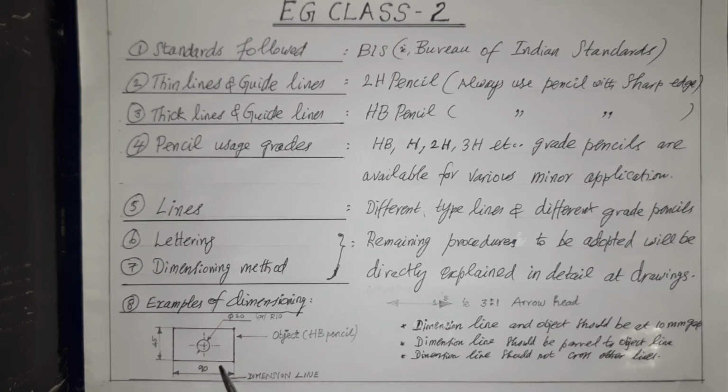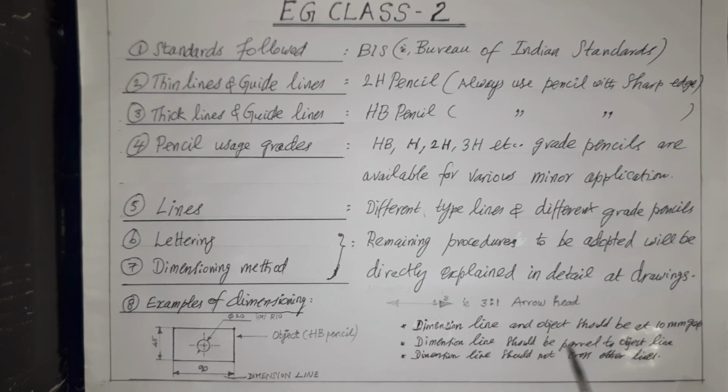whose dimensions are mentioned here to know how the dimensions are to be maintained. There are few conditions only given, limited. Other conditions we will see later. One of the important conditions is that the dimension line and object should be at a 10 millimeter gap. This is the dimension line. This is the object line, main line. Between this, there should be 10 millimeter gap.